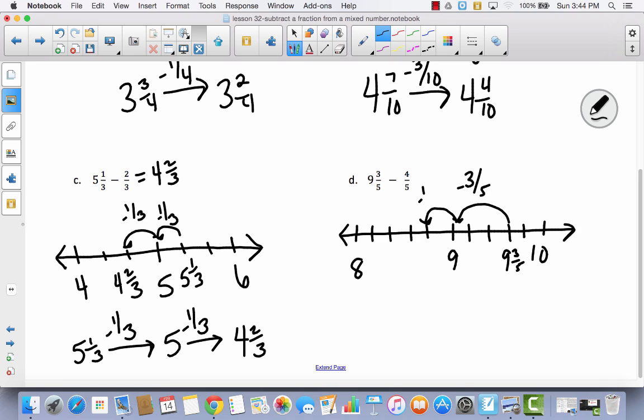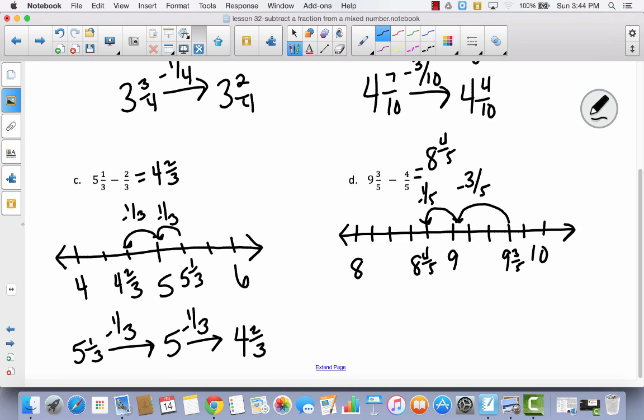So let's see where that would take me. So now I'm at 8, 8 and 1/5, 8 and 2/5, 8 and 3/5, 8 and 4/5. So this will be my answer. 9 and 3/5 minus 4/5 equals 8 and 4/5.